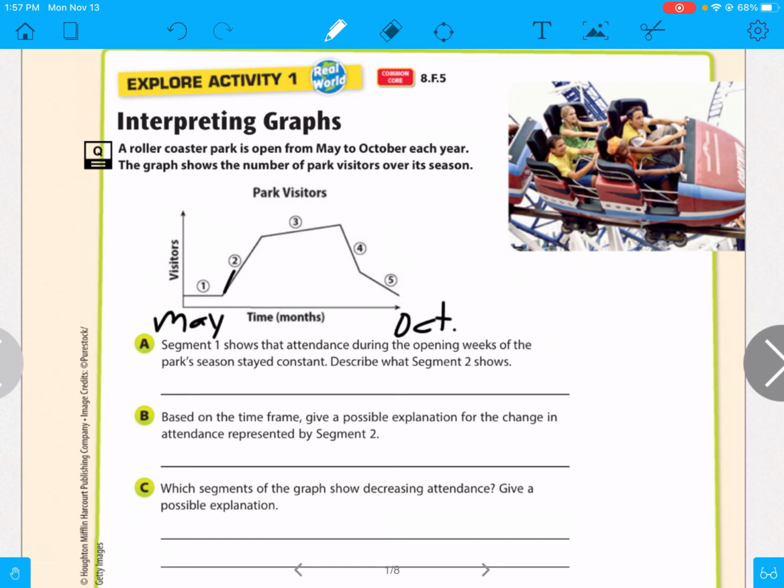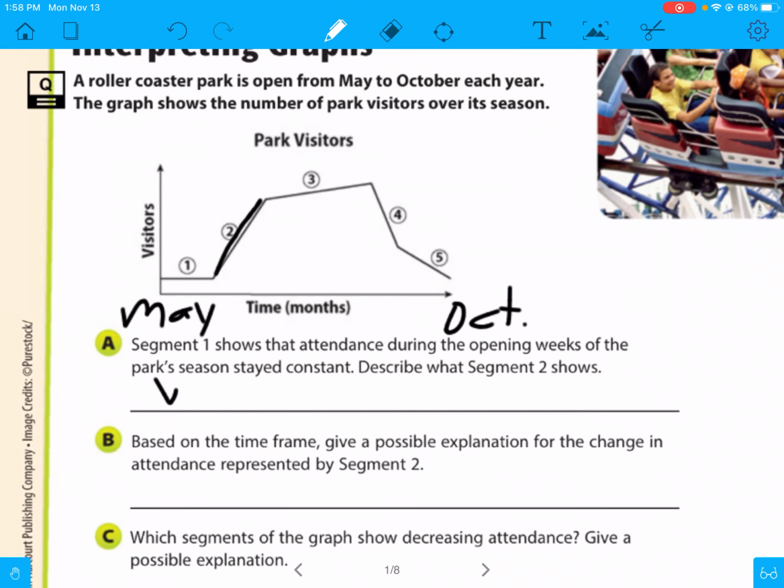So segment 2 looks like visitors increase pretty rapidly. So I would say visitors increase rapidly.